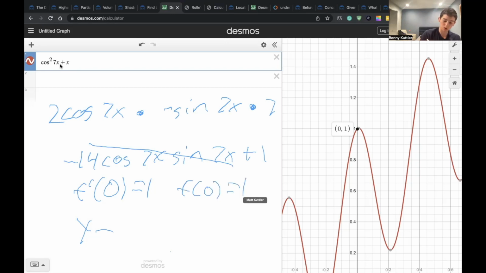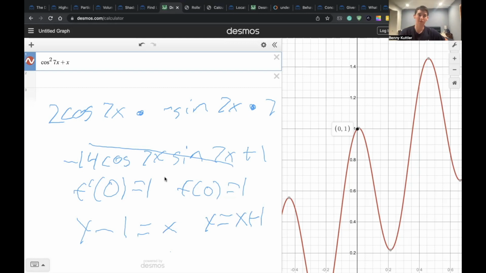So our y value is 1, so we can do y minus y1, which is 1, equals our derivative, which is the slope of that line. We have here that it's 1, so we'll just leave it 1, and then it's at x equals 0, so x1 is 0, so it's just 1 times x, which is x. Then we get our tangent line as y equals x plus 1.